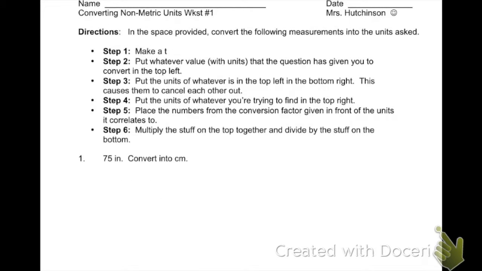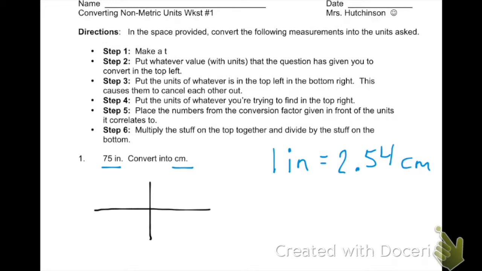So let's take a look. We're going to be converting for this first one here. We're going to convert from inches to centimeters. So you're going to look on that worksheet and you're going to find out that 1 inch is equal to 2.54 centimeters. So then you're going to simply do what we have been doing, making our T-chart.